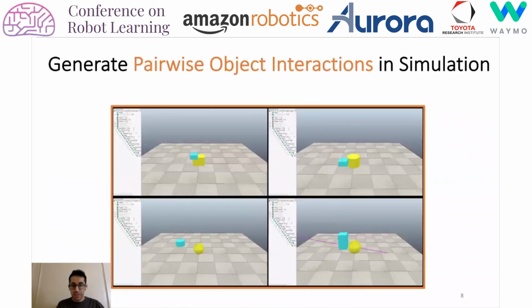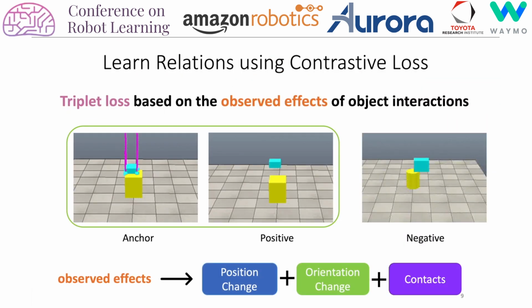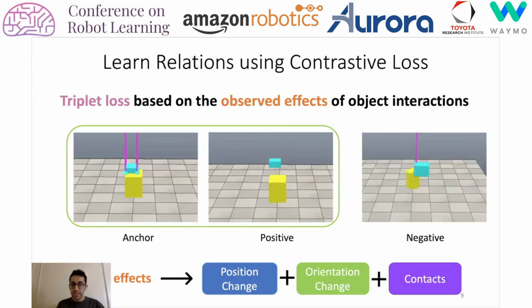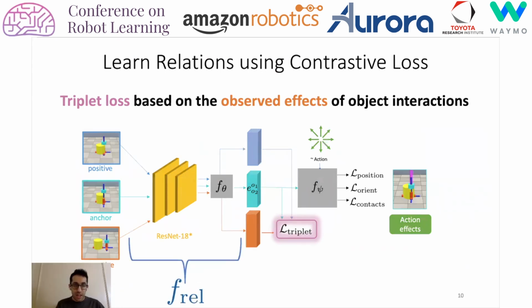Based on this insight, we generate a large set of pairwise object interactions in simulation. Using these interactions, we create a contrastive loss. Specifically, we use the triplet loss, which requires us to find both positive and negative scenes for a given anchor. We find these scenes based on interaction effects, which include position and orientation change and contacts. The following is our network architecture. We only use the initial part of this architecture for downstream precondition learning. We refer to this as FREL.